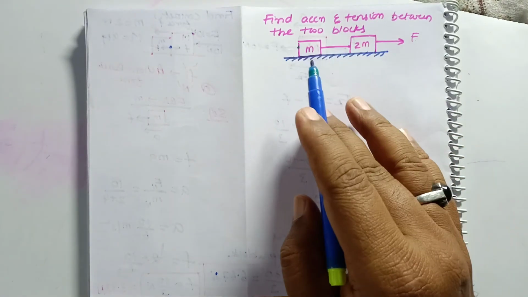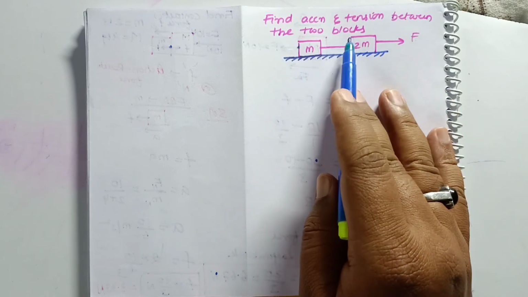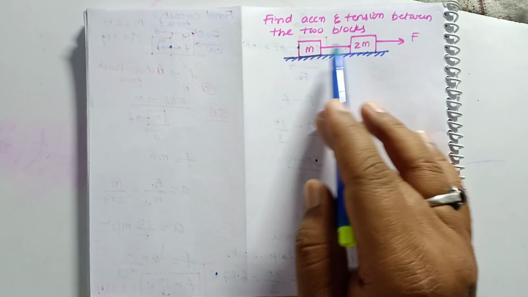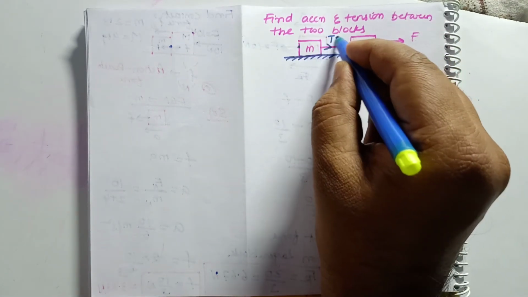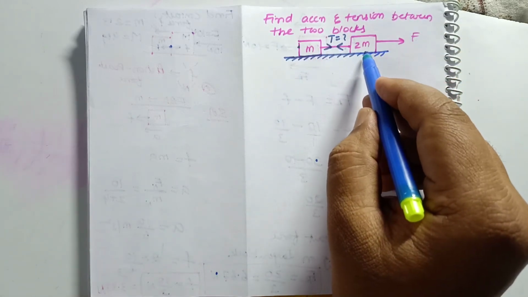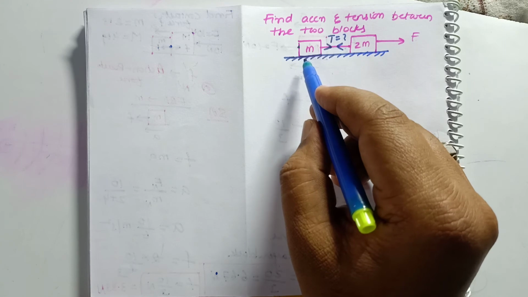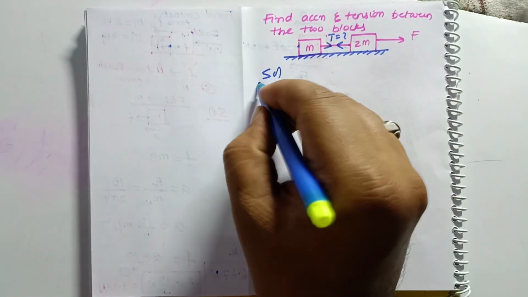See here, this is another model. Find an acceleration and tension between the two blocks. So you have to find out the acceleration of both the blocks and the tension between these two blocks. That means we need to find out this tension here. One block is of larger mass 2m, and another block is of smaller mass m here. So let us take a solution here.